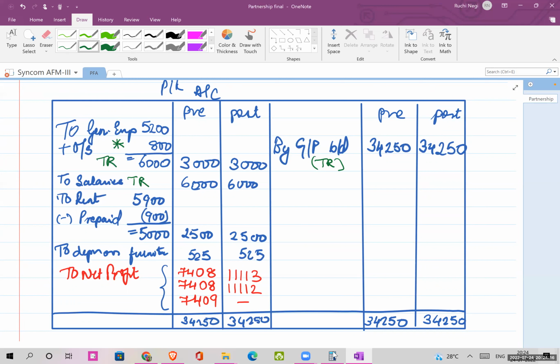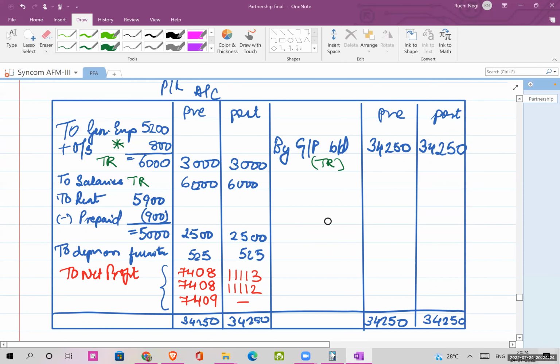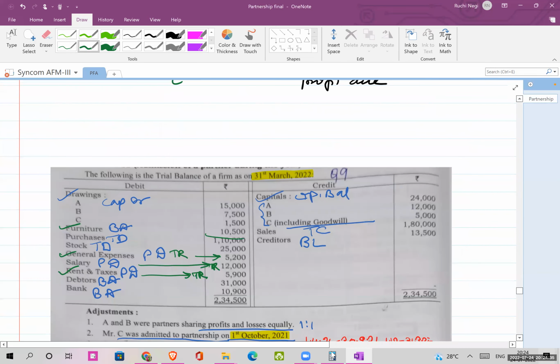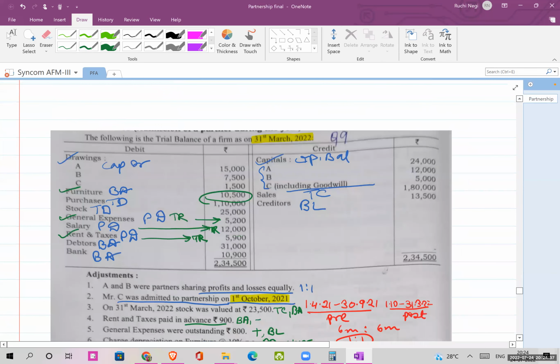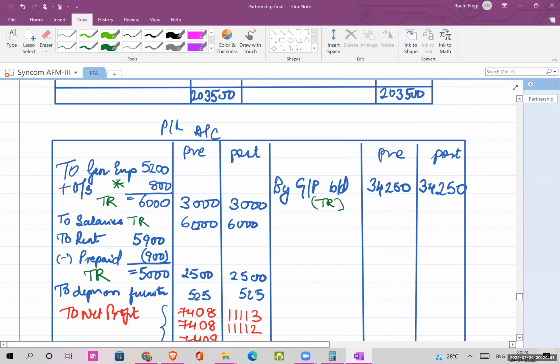Okay. Rent is 5,900. उसमें 900 prepaid है, so 5,000. Divide this in time ratio. So 2,500 and 2,500. Okay. Same goes for depreciation on furniture. So furniture का कितना था? How much is furniture? 10,500 is furniture. और depreciation कितना है? 10%. ठीक है? So let's calculate that.